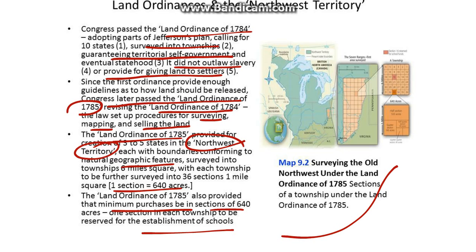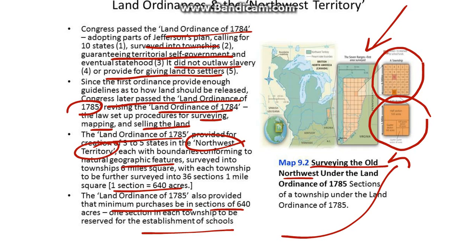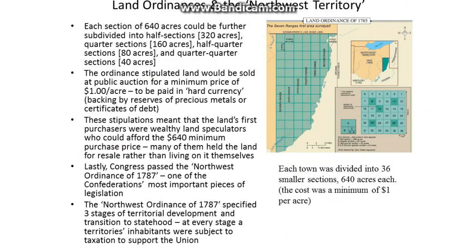The map that is seen here shows surveying the Old Northwest under the Land Ordinance of 1785 and shows dividing a township into the 36 sections, with one section equaling 640 acres. Here is an illustration of the township, and then here is one of those squares broken down into acreage. Each section of 640 acres could be further subdivided into half sections, as can be seen here.